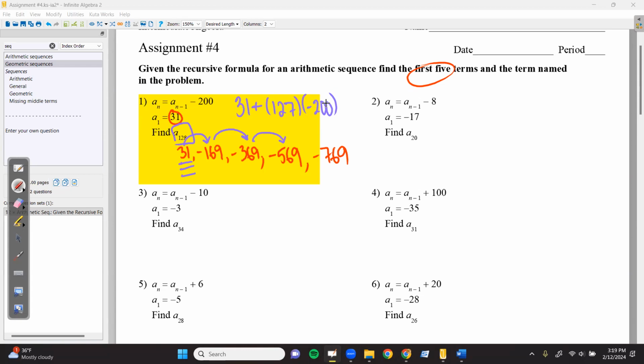Negative 25,369. You got it. Again, that's pretty cool stuff. That means if we actually did write out all 128 of the first terms, when we got to the very end of that, we would have that number. It's pretty cool.